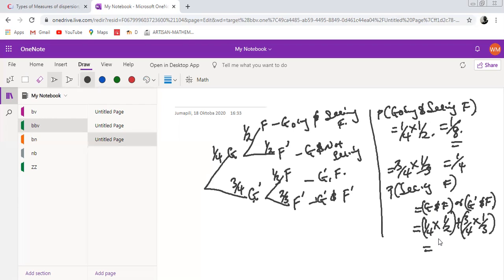So this one is going to be 1 over 8 plus 1 over 4, which is going to be 8. 8 divided by 8 is 1. 8 divided by 4 is 2, which is going to be 3 over 8. That is going to be the probability. So if you are able to draw the probability tree diagram, solving the equations becomes very easy when you use this approach. Thank you very much.